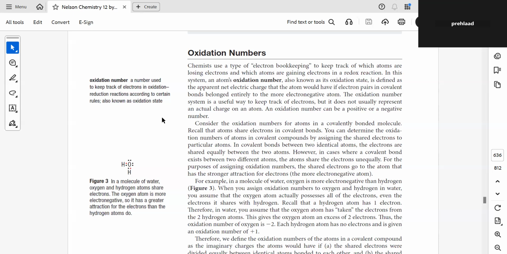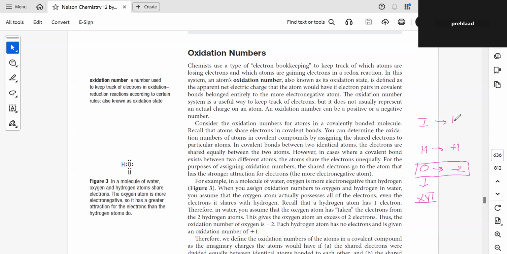In the molecule of water, oxygen and hydrogen atoms share electrons. The oxygen atom is more electronegative, so it has a greater attraction for the electrons than the hydrogen atoms do, right? So now if you have to assign the oxidation number, hydrogen has an oxidation number of +1 and oxygen has an oxidation number of -2. Why? Now let us understand that. If you look at the position on the periodic table, oxygen belongs to group 16, right? Hydrogen belongs to group 1.